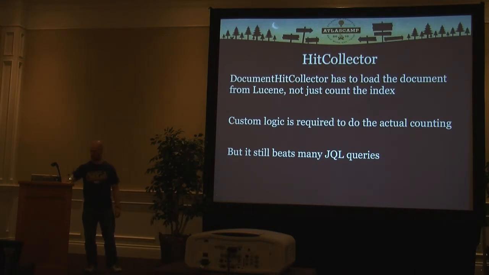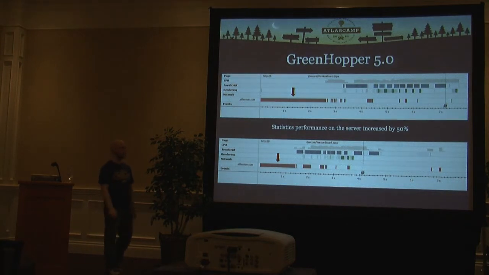And how much faster? I can show you here. This is from Greenhopper 5.0. The first scan, that red or slightly red line there, is the server side. And as you can see, that took nearly 3 seconds. So after we've replaced these 40 queries with one hit collector, we got this down to less than 2 seconds on the server side. So that really took off a lot of load.